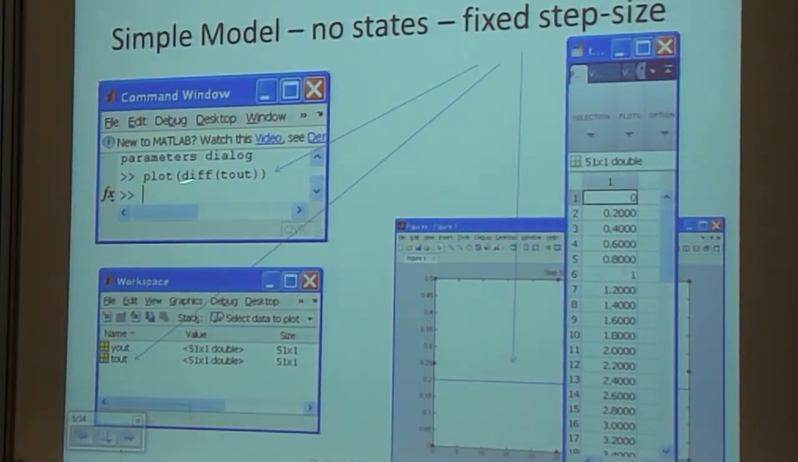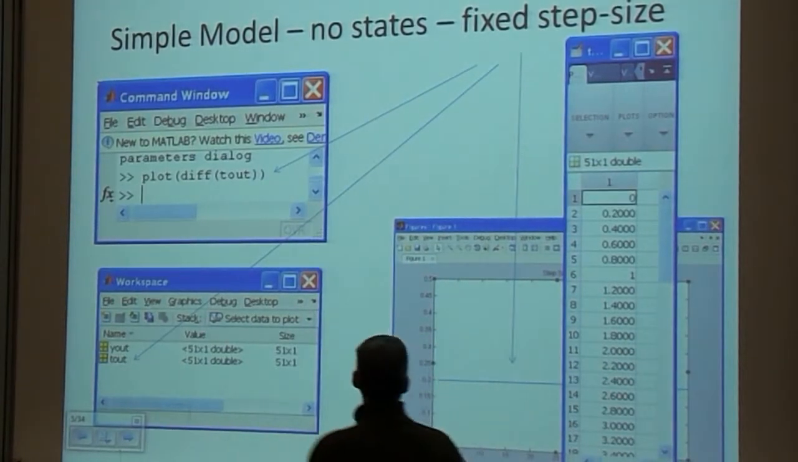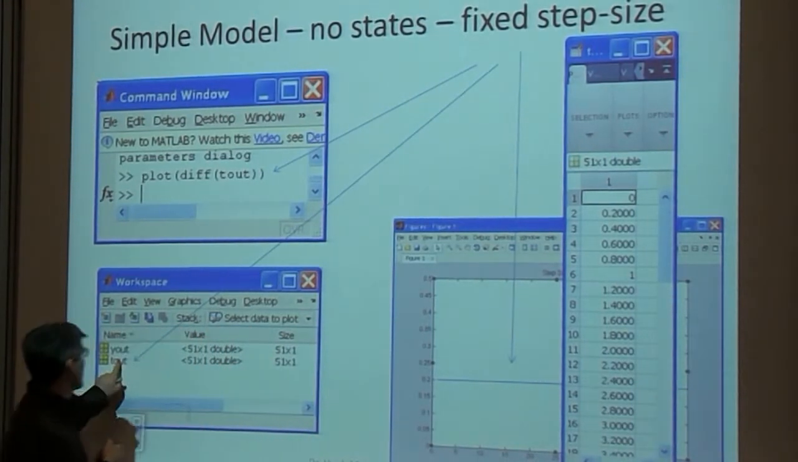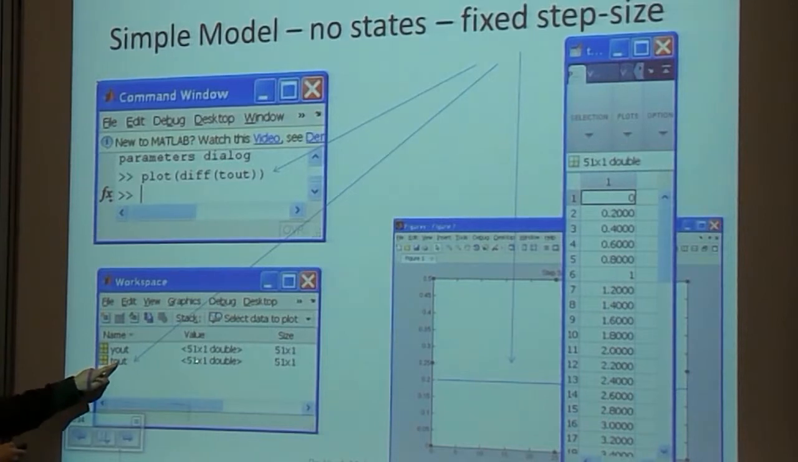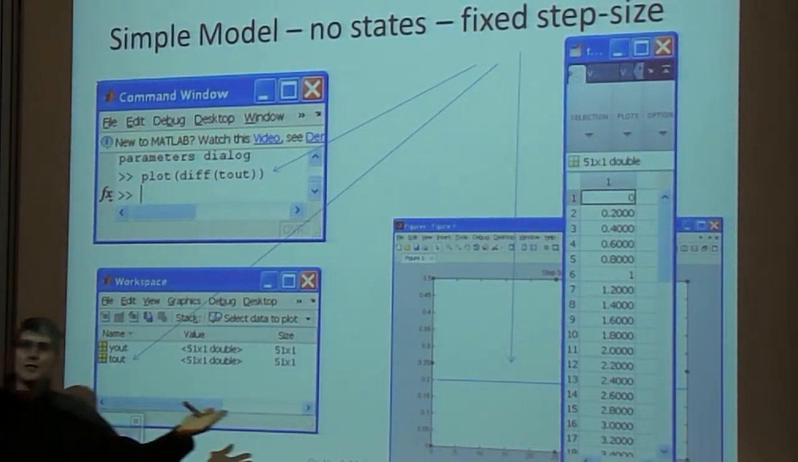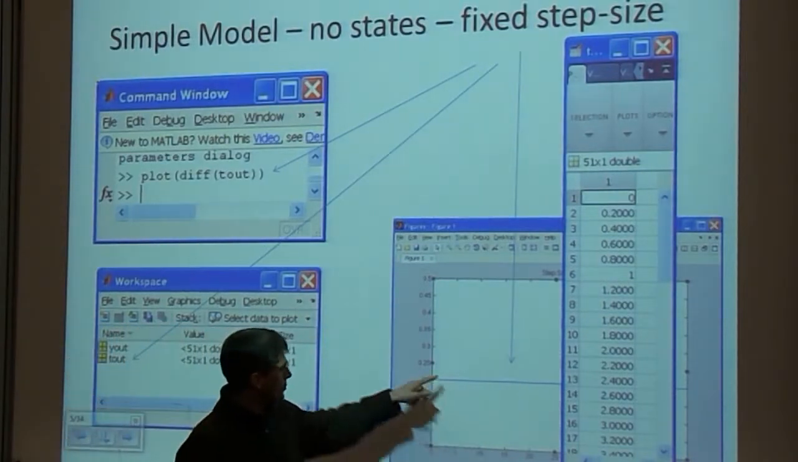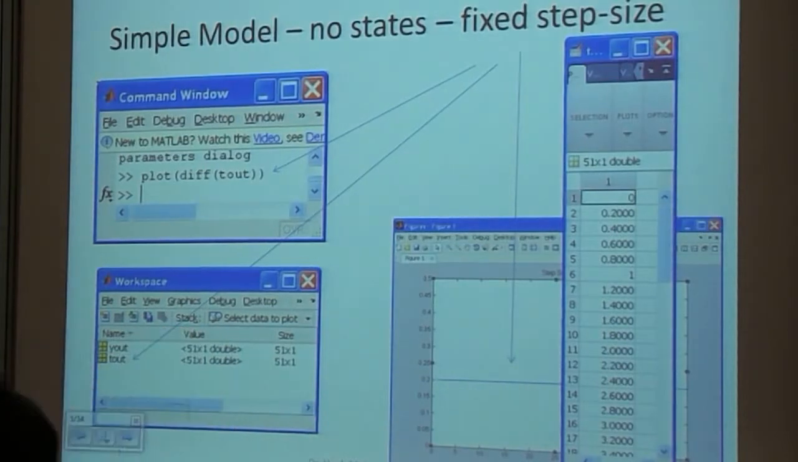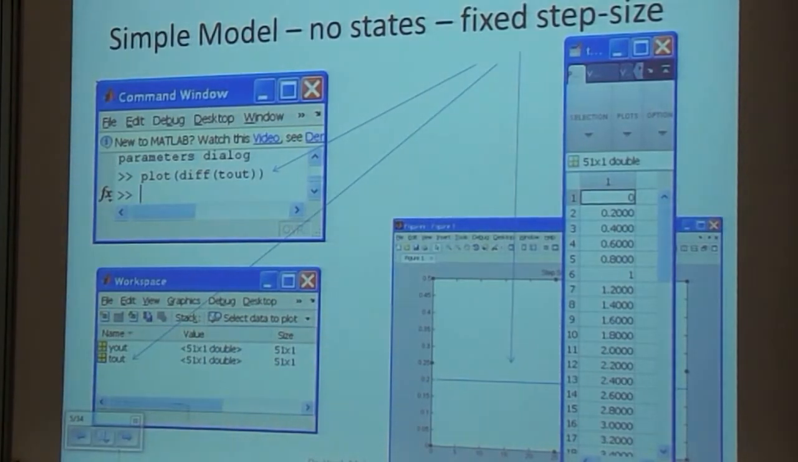So you just look at T out, you're looking at the difference between respective T out values, and then you're plotting them. So it's a nice way to just very quickly see what the step size was. And as you can see here, if you look at the T out vector, this is what you see. So as you can see, the step size is what? 0.2. And it's fixed. It goes right through from start to finish. So in other words, we have a fixed step size here.